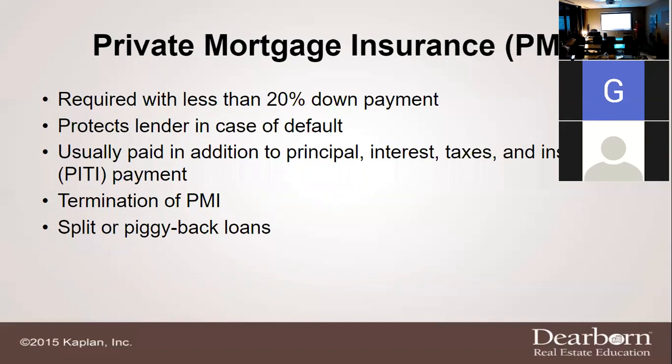So you went to Miss Leela to borrow some money, and Miss Leela gave you $200,000, and you didn't put down 20%. You only put down the bare minimum, 3.5%. So Miss Leela gives you your loan, and she's going to tack on private mortgage insurance. Yes, she is. And guess who's protected? Not you. Not me. It protects Miss Leela. It protects the lender in the case of default.